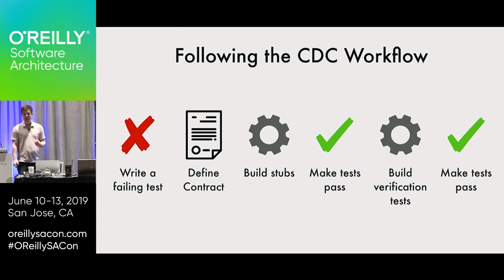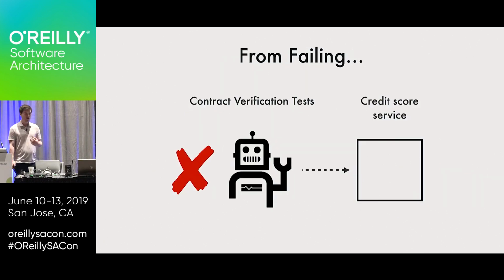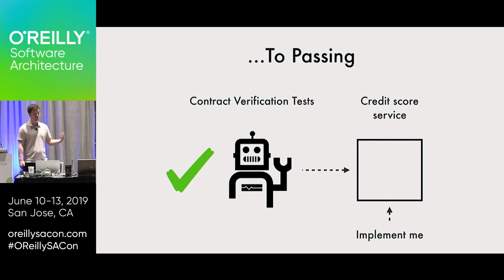And finally, we need to make these tests pass, and these tests are what will drive the implementation of the provider. So we have our contract verification tests, which fail to begin with as we've yet to implement the endpoint, and then we just simply implement the credit score service until our contract verification tests pass. And once we've done this, we've got CDC tests on both sides of the interaction that will give us a lot of confidence in deploying these two services, in the sense that we think they will work together because we have these contract tests.